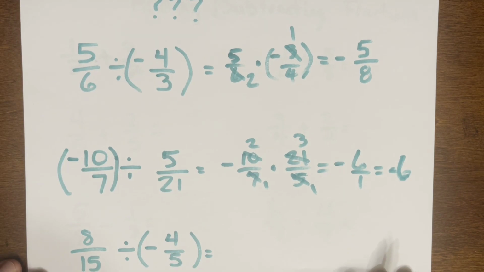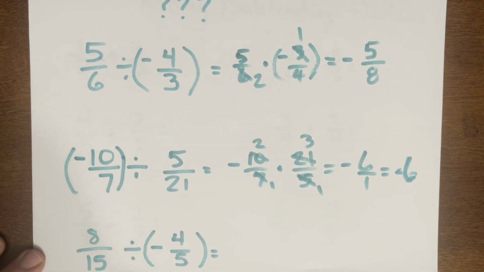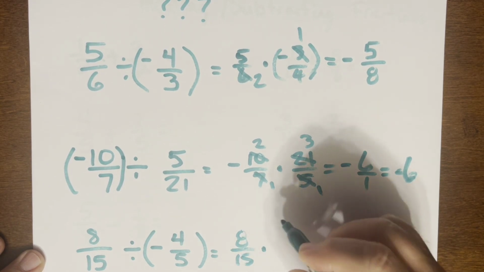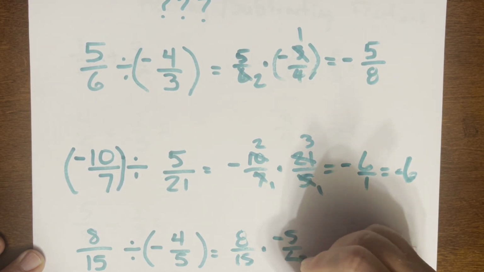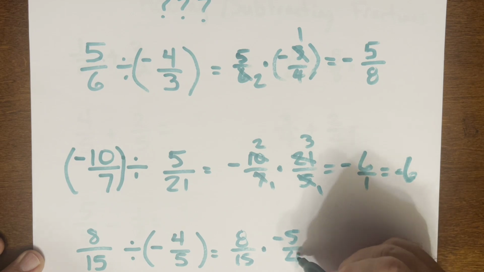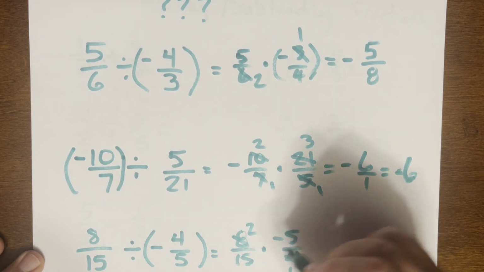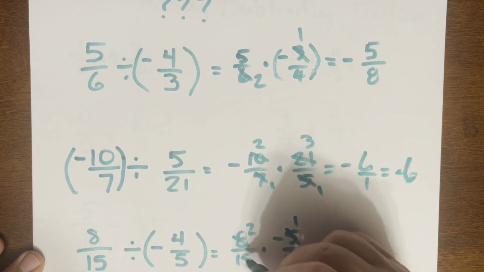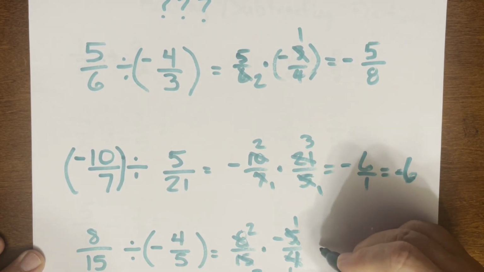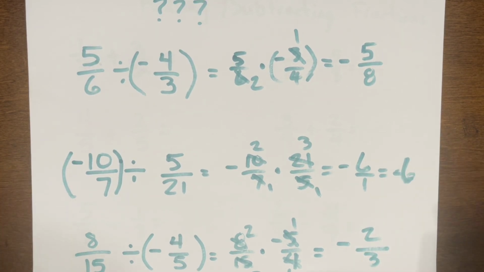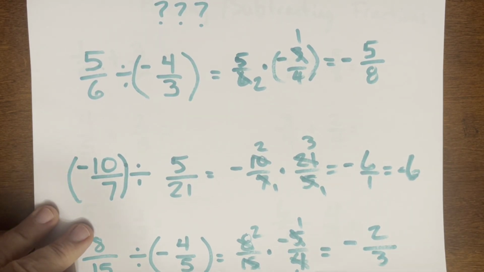Okay, now, last but not least on this page, I have 8 over 15 times negative 5 over 4. Now, 4 divides 8 twice, 4 divides 4 once. 5 can go into 15 3 times, so a positive times a negative is a negative. 2 times 1 is 2. 3 times 1 is 3. So that's what we did last time.